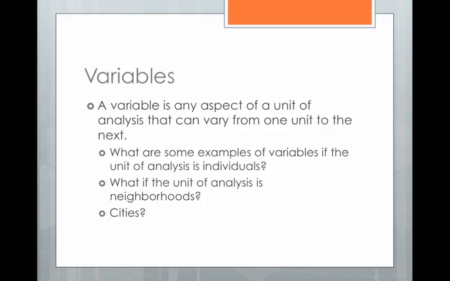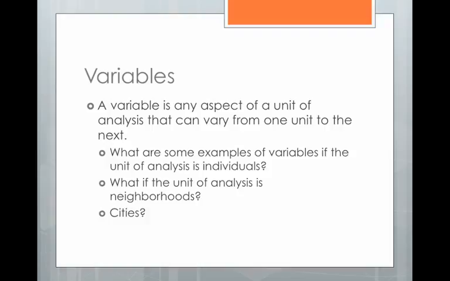So in addition to units of analysis, we also have to identify variables. A variable is any aspect of a unit of analysis that can vary from one unit to the next. So a variable is anything that can change. So let's think about some examples of variables if the unit of analysis is individuals. If our unit of analysis is individuals or people, then what are some things that vary from person to person? Go ahead and take a second and think about that, and maybe jot down a couple of notes.